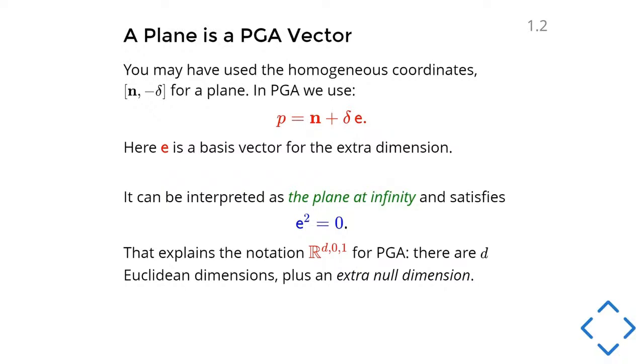Now you may see PGA denoted as R d,0,1, and that means that there are d positive dimensions. These are the dimensions that correspond to the Euclidean part of the normal vector that characterizes the plane. We don't do negative vectors, we don't need them in PGA, and we have one vector that squares to zero, one basis vector, and that's the plane at infinity. And what we will be working in, of course, our illustrations will be mostly d equals 2 and 3, but it will actually work in arbitrary dimensions.